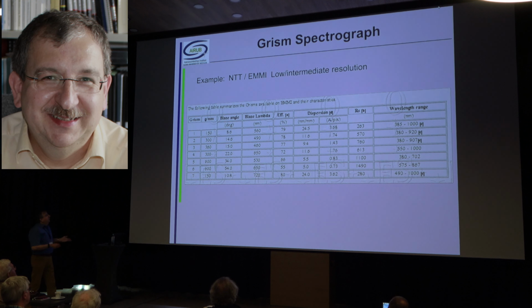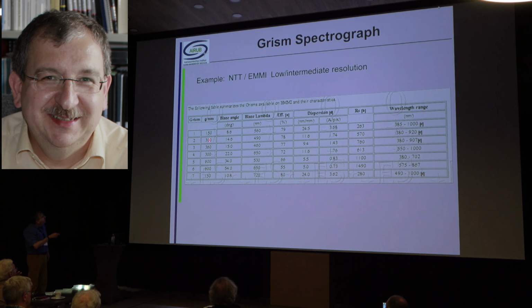Okay, so this is just another example for different prisms with different grooves per millimeter, spectral blaze, and effective sensitivity, and you see here the efficiency of this setup is really high. Then you can define low and intermediate spectral resolution.